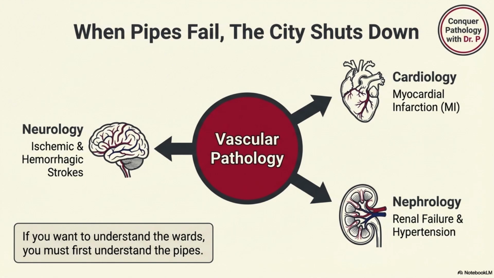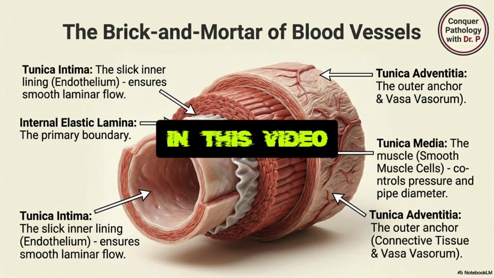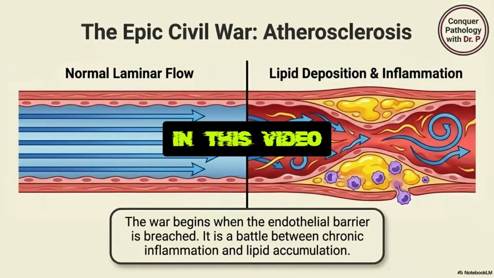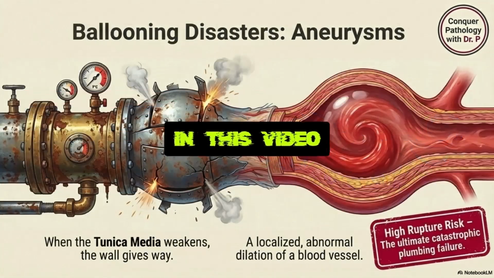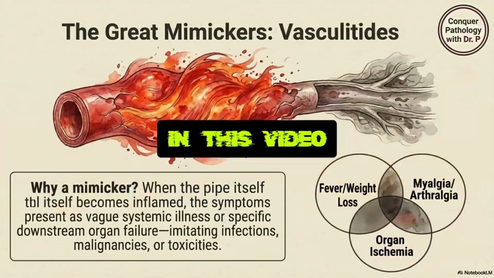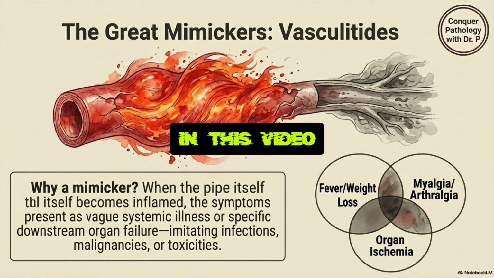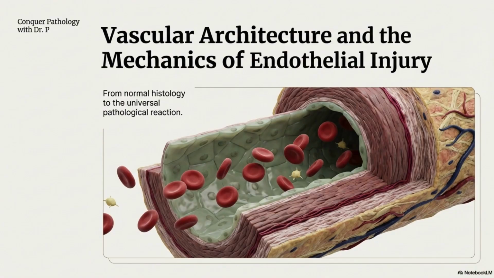We are going to cover everything from the microscopic brick and mortar of the vessel wall to the epic civil war of atherosclerosis, the ballooning disasters of aneurysms, and the great mimickers, vasculitis. Let's get started. Let's lay the absolute foundation for understanding vascular disease. Look at our title slide. We are discussing vascular architecture and the mechanics of endothelial injury. In this lecture, we are going to journey all the way from normal histology right down to the universal pathological reaction.